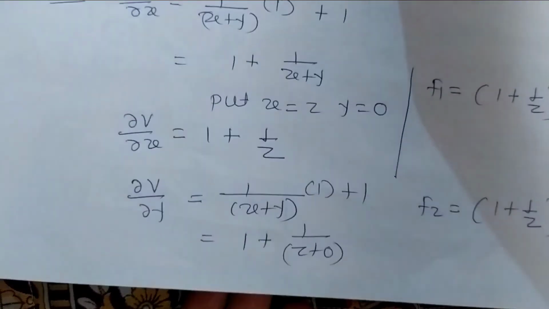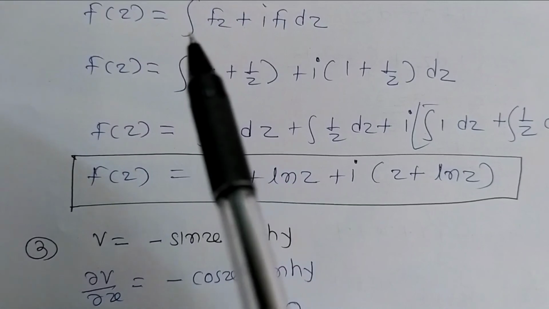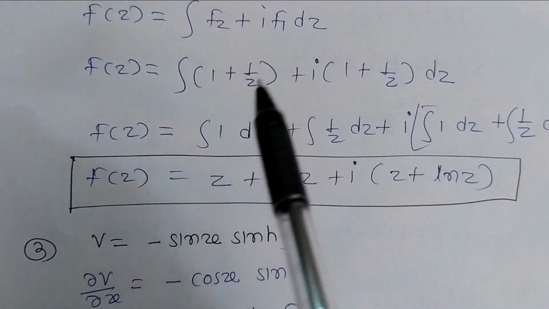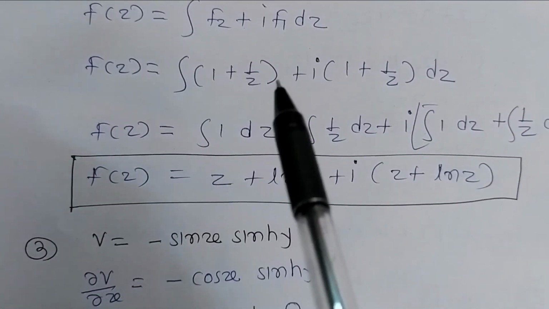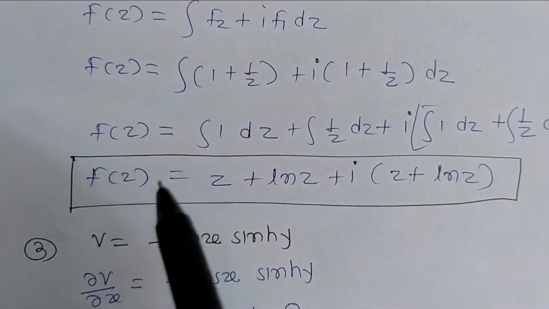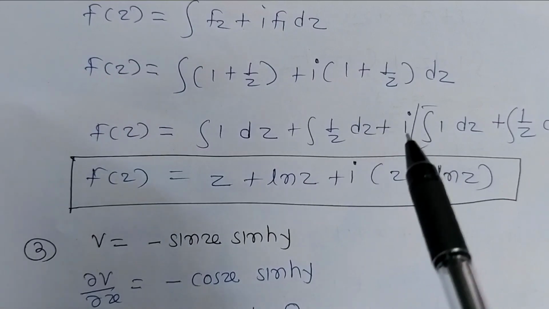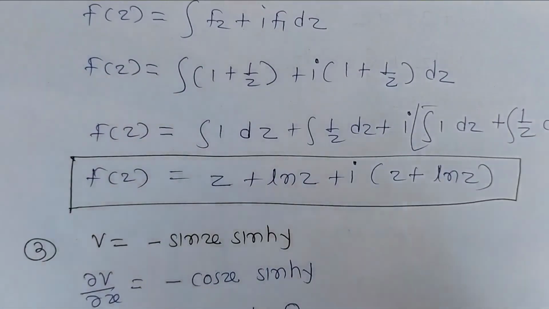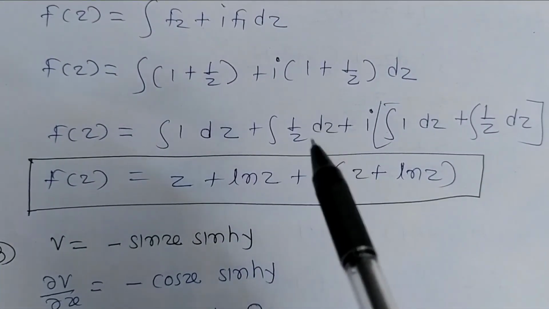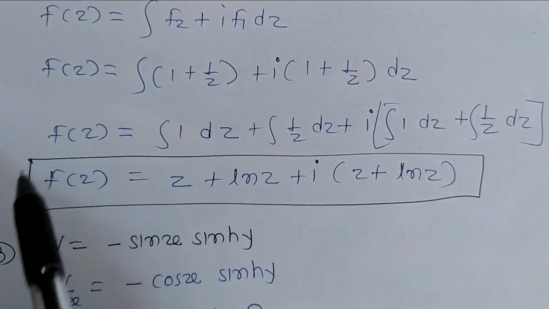Then f of z is equal to the integration of f2 plus i f1 dz. We put in the values of f2 and f1: the integration of (1 plus 1 upon z) plus i into (1 plus 1 by z) dz. So f of z is the integration of 1 dz plus the integration of 1 by z dz, plus i times the integration of 1 dz plus the integration of 1 by z dz. So it becomes z plus ln z plus i into (z plus ln z). This is f of z.